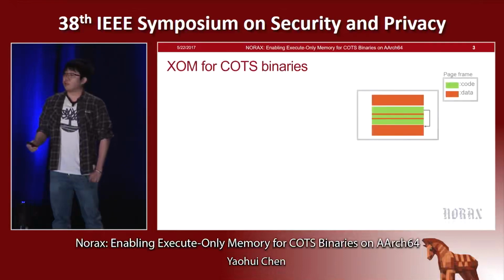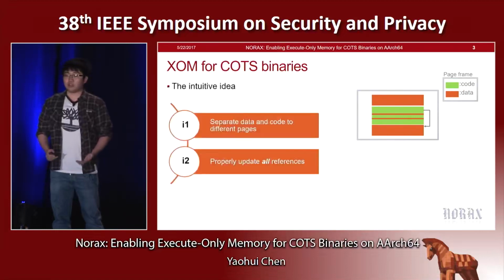Well, it turns out one of the major reasons is that it's non-trivial to enable XOM for COTS binaries. For example, this figure shows the memory layout of the COTS binaries. And you can see that in this memory page, there are code and data interleaved together. Because XOM can only be enforced at page granularity, that means all the data inside this memory page are non-readable, which will break the program.